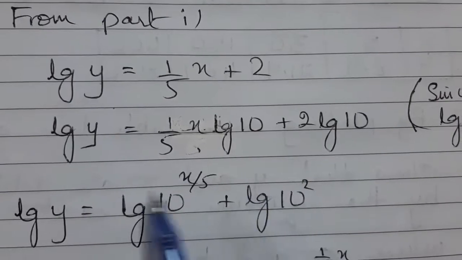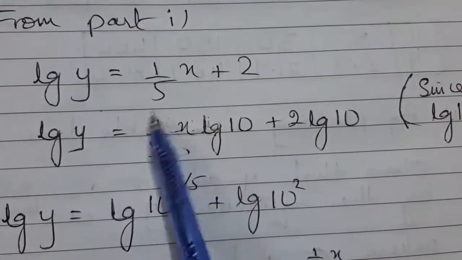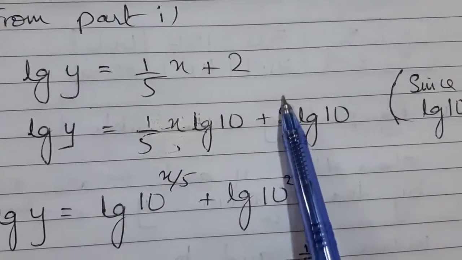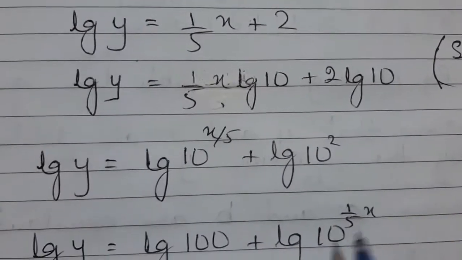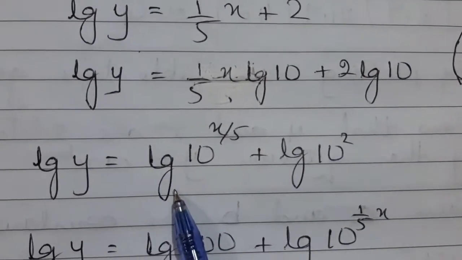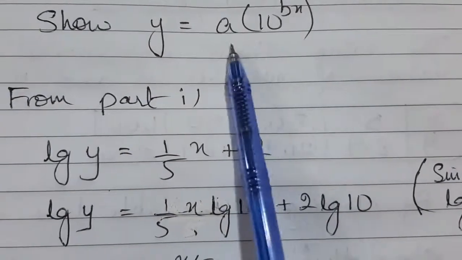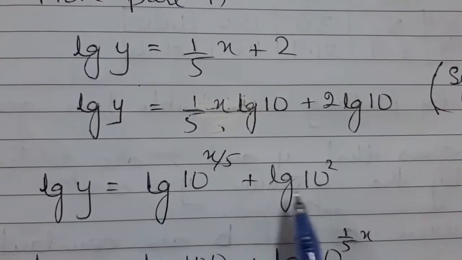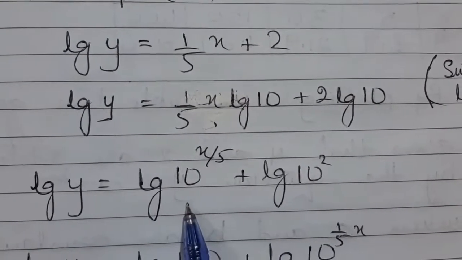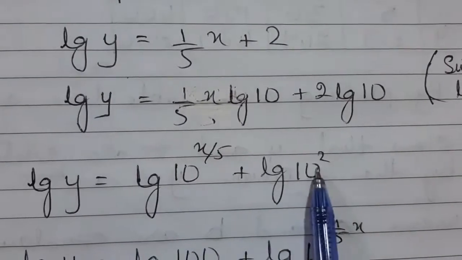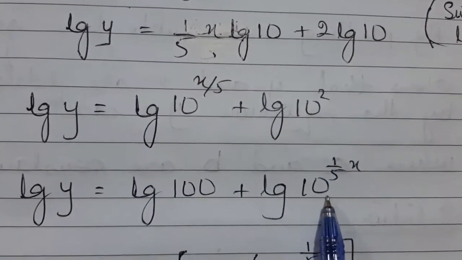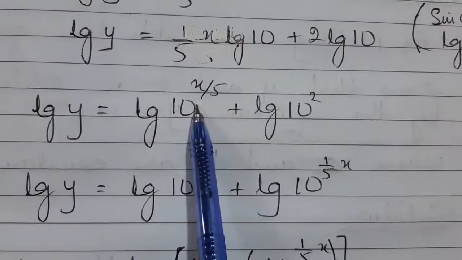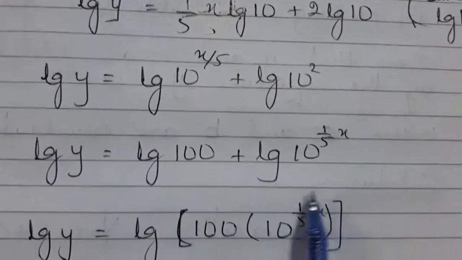After that, I am applying the power law. So this is actually x/5, and I am taking it up here, power law. Similarly, I am taking 2 up here, power law. Now why am I doing this? So I can apply the product rule. Can you see in this question, they are multiplying. That is giving me an idea that I have to multiply the terms. Once I have all the logs with the same base, this term and this term can multiply. So it will become 10 square is 100, LG 100, and this is 10 power x/5. Now I'm multiplying them.